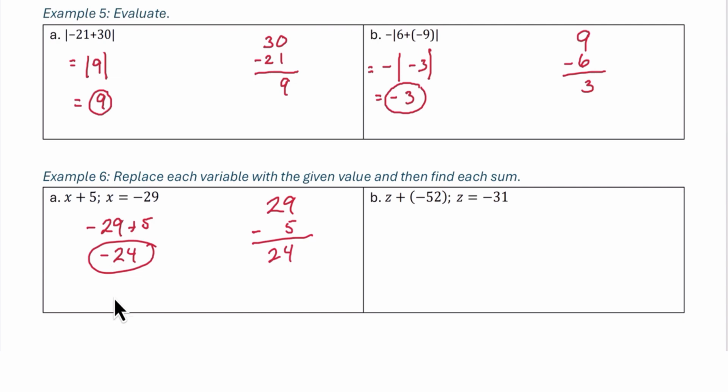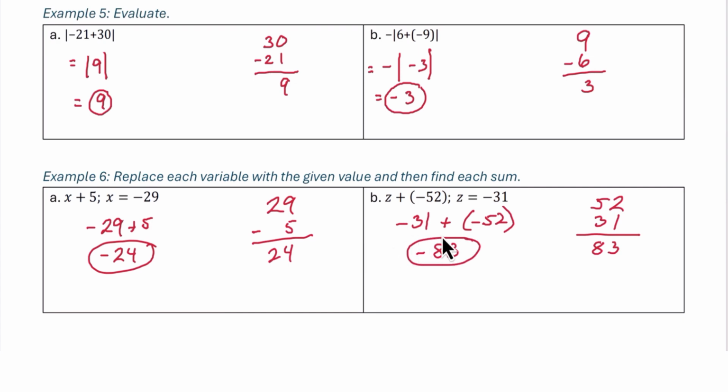In part B, plug in negative 31. And notice that both signs are negative, so we can simply add these two numbers, 52 and 31, giving us 83. But we make it negative since both signs are negative to begin with.